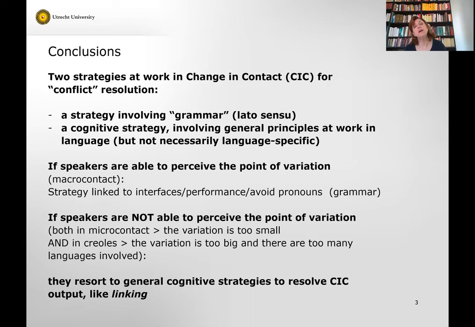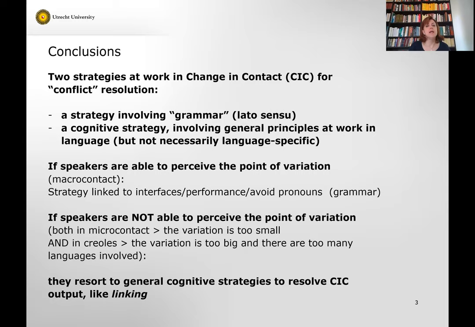But there is another strategy which has been a bit overlooked. It is a strategy that speakers resort to when they can't pinpoint the locus of variation, and that is a more cognitive structure. When speakers are unable to perceive the difference between two or more grammars, either because these grammars are extremely similar, like two varieties of the same language continuum, or because there are many languages and they are extremely varied and different, they resolve conflict between grammars through the use of some general cognitive strategies.